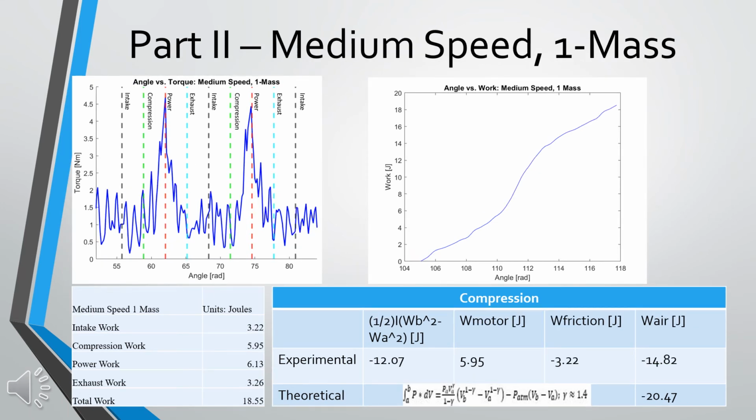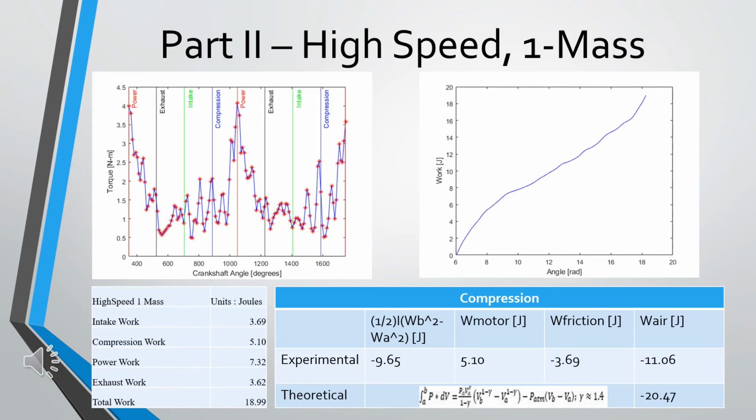For the medium-speed, one-mass system, the total motor work was also slightly higher than the medium-speed, four-mass system. The motor work of the compression and power strokes and exhaust and intake strokes were also very similar. A large angular velocity difference was recorded between the start and end of the cycle, which resulted in an experimental work due to error that was our closest to the theoretical value of all the cases.